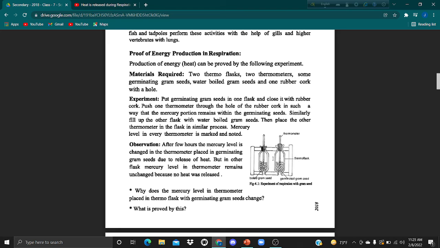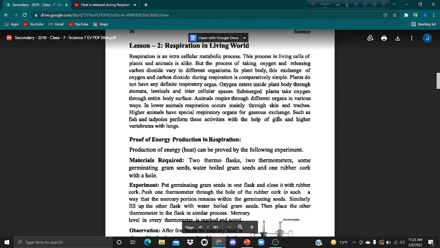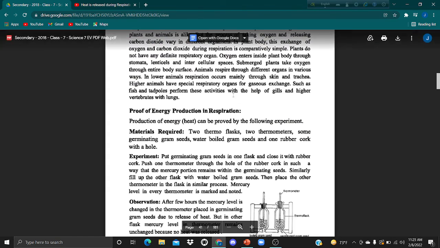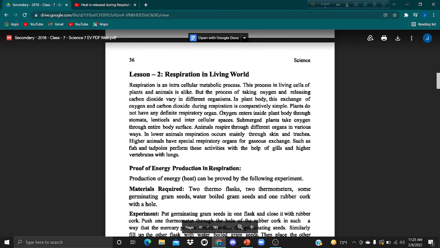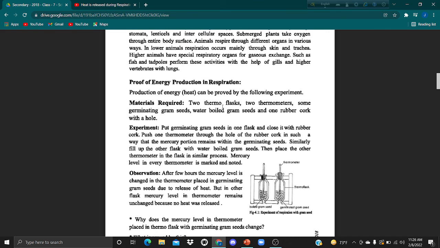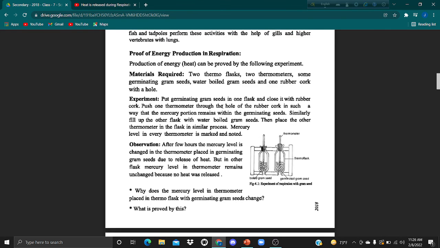Okay, now that's all for today's class, my dear students. I think you have all understood what is the respiratory system, what it means, why respiration is important for living organisms, and where respiration occurs, in which living organism respiration occurs. There is no respiration in dead seeds, okay, boiled seeds, where no life remains.